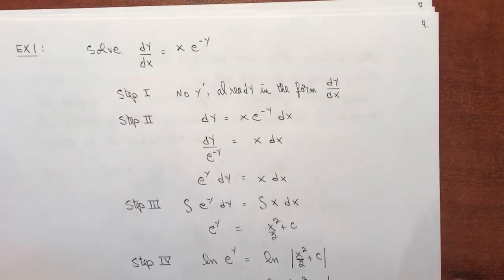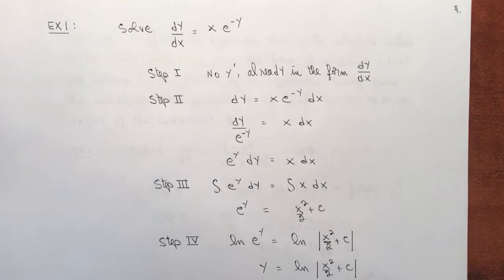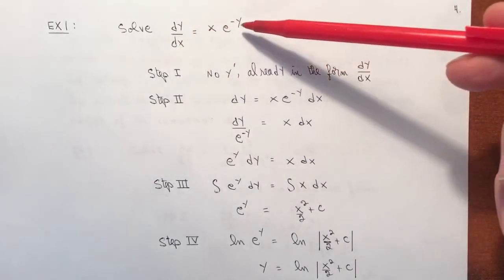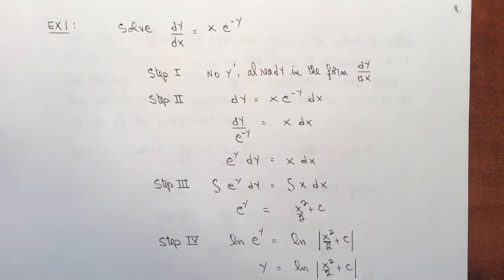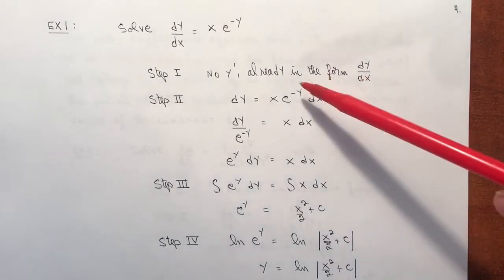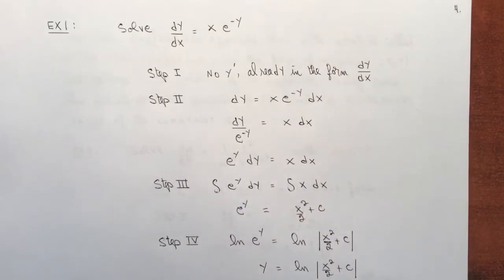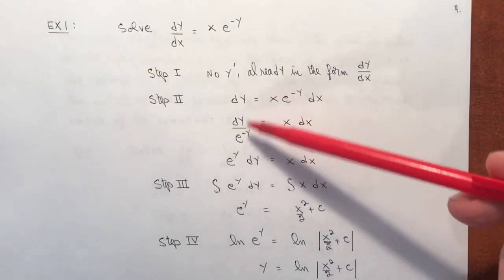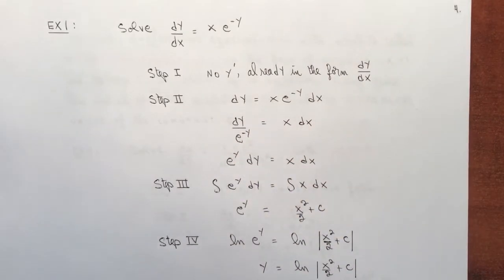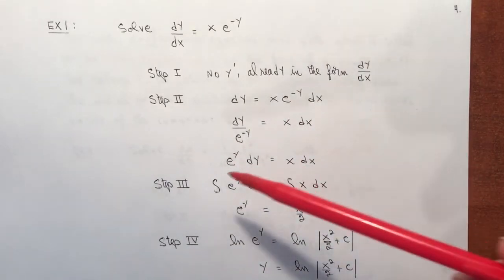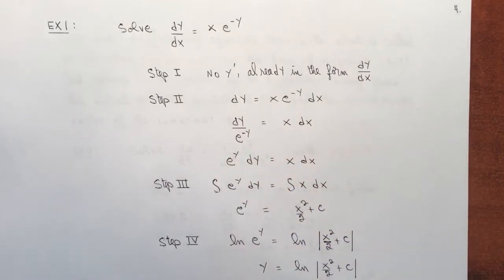Well, let's see a couple of examples on how this pans out. Here we have dy/dx is equal to x e to the minus y. So step 1, no need because we already have dy/dx and not y prime. Step 2, we isolate our variables. So kick the dx to the other side. Dy becomes x e to the minus y dx. Now we're going to bring e to the minus y to the other side, so we're going to divide. But of course, division by e to the minus y is multiplying by e to the y. So we get, at the end of step 2, e to the y dy is x dx.